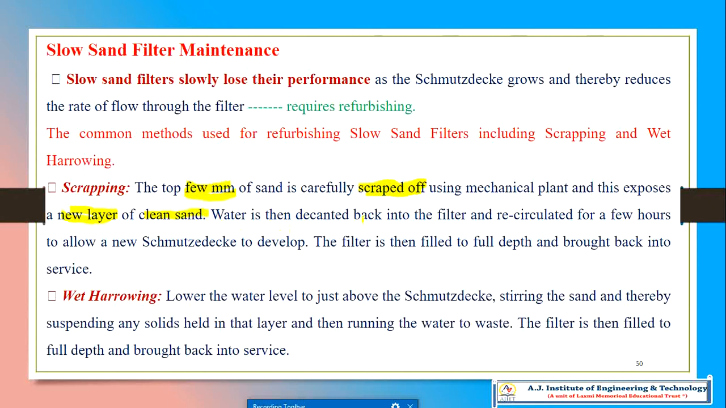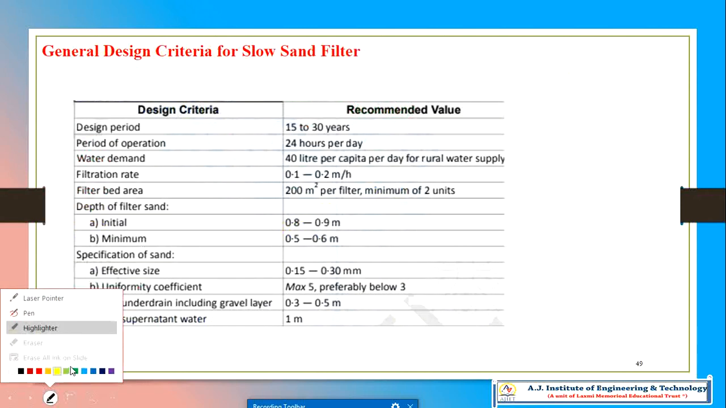Water is then decanted back to the filter and recirculated for a few hours to allow a new schmutzdecke to develop. The filter is then filled to its full depth and brought back into service. That's all. This is what is called scraping. Clear? Just remove the top few centimeters of the sand carefully by using mechanical equipment.